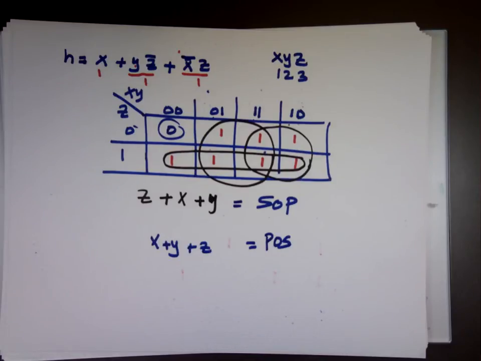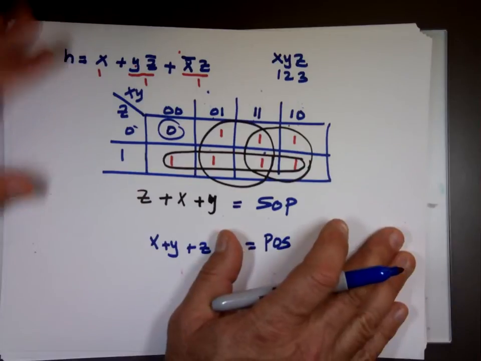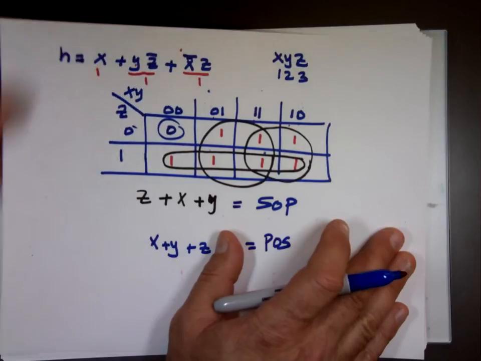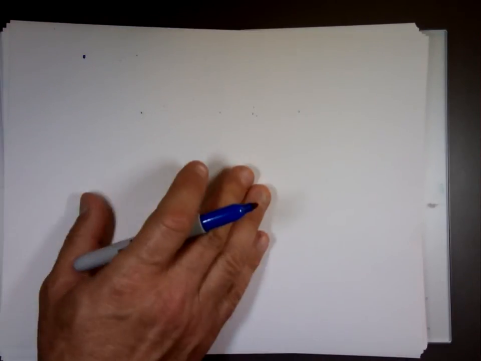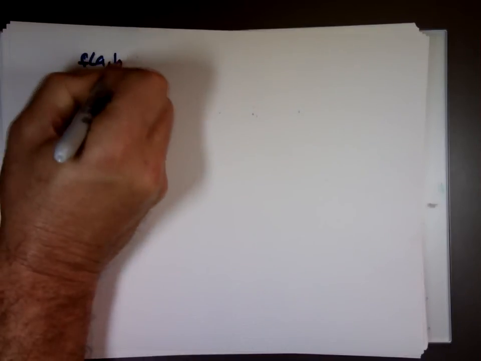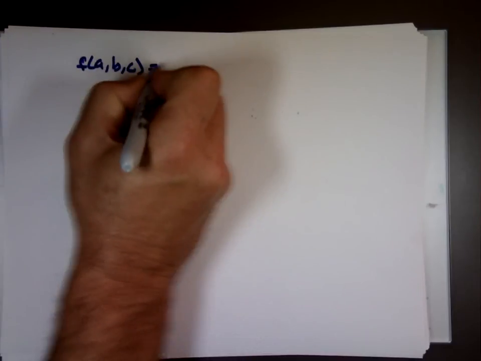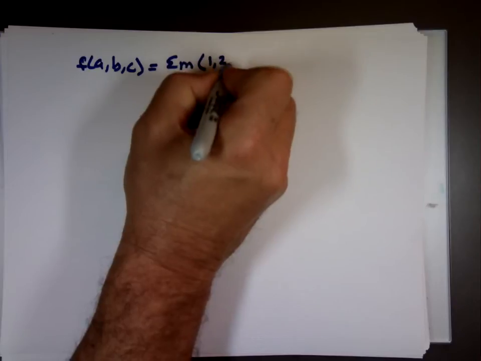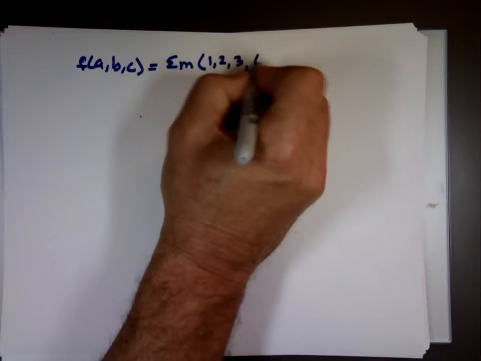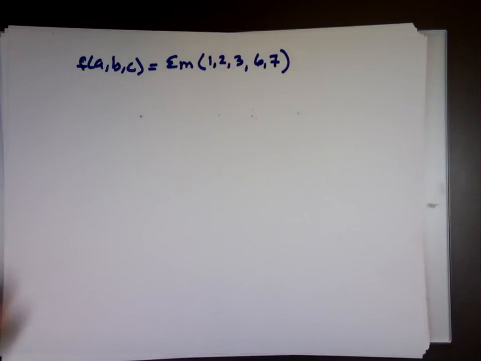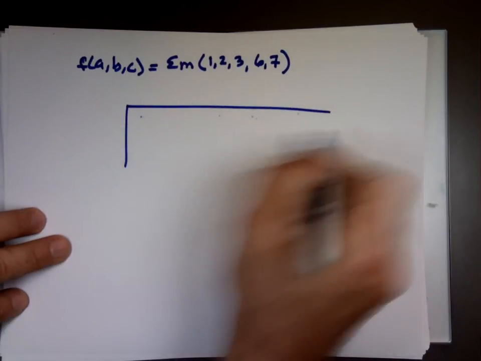Let's try another one. I'm just showing different examples, then we'll expand that to 4 variables in a minute. We have f of a, b, c equals the summation of the minterms 1, 2, 3, 6, 7. That's where the ones are. I'm going to give you both answers, product of sums and sum of products.